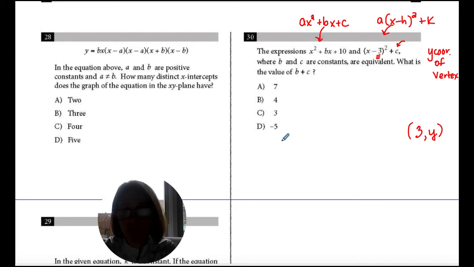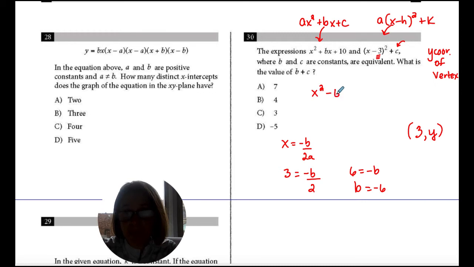And I know that in standard form, if I want to find the x coordinate of the vertex, I do x equals negative b over 2a. Well, in this case, I know my a is 1. So that means that 3 has to be equal to negative b all over 2. So that means that 6 has to equal negative b. So b has to be negative 6. Okay? So in this case, x squared minus 6x plus 10 is my equation.